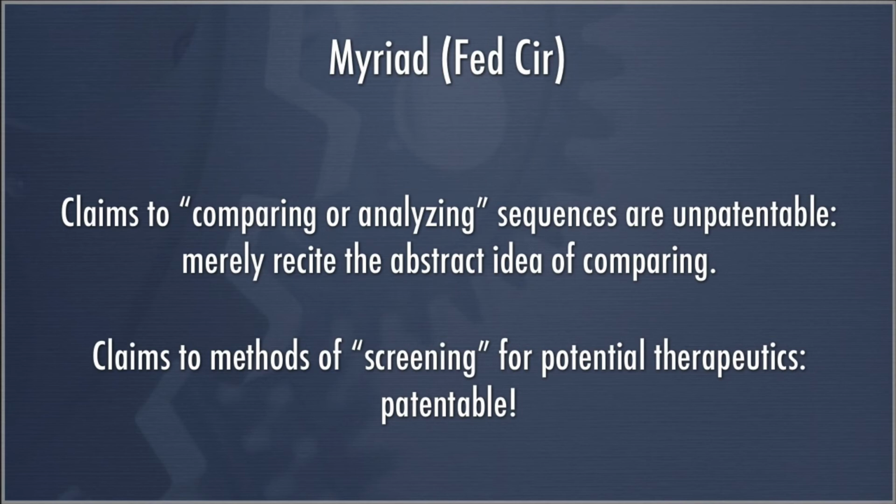So we then move to this year, and actually last summer, when Myriad happens at the Federal Circuit, right? And we talked about Myriad last class. But the Myriad patent had claims to comparing or analyzing sequences. And the court says this is unpatentable because this is the abstract idea of comparing, right? That there's nothing more to these claims than comparing a sequence to another sequence, right? And that merely doing that is, again, just reciting either a law of nature or an abstract idea. There's nothing there, right? That's not a patentable invention.